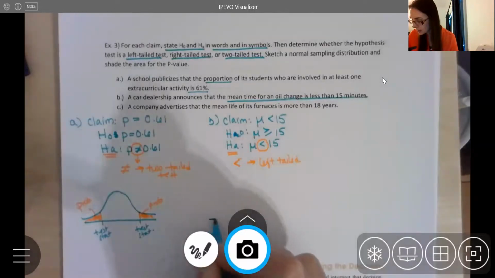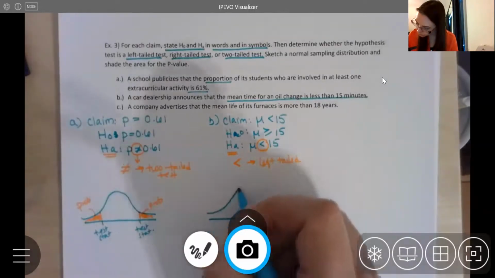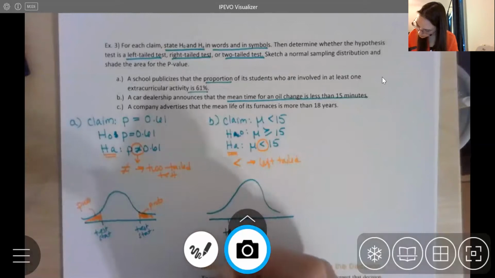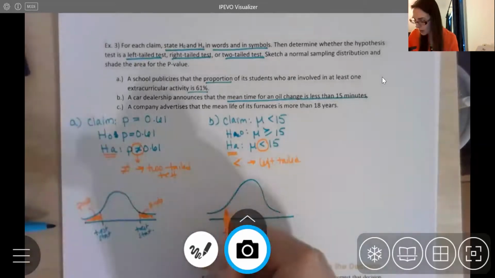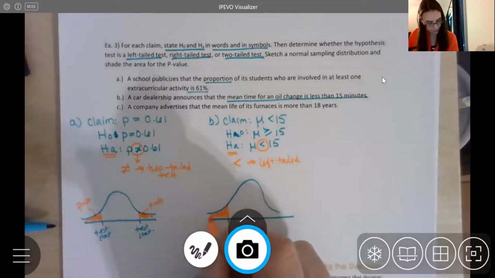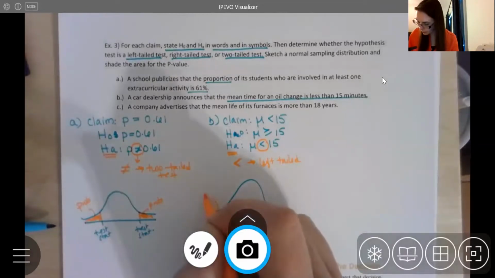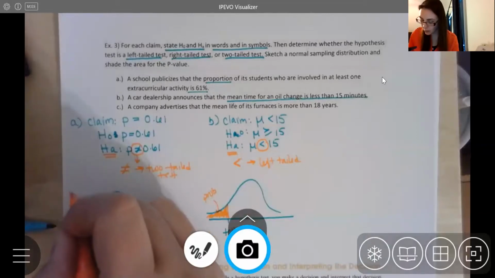So what happens in the picture is that our probability is going to be on the left here. And remember, this probability is your p-value.